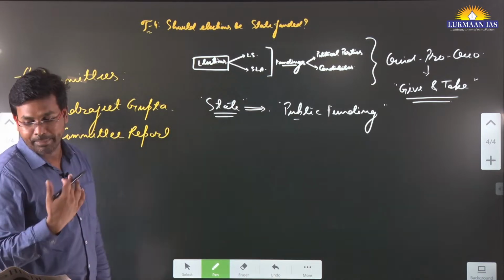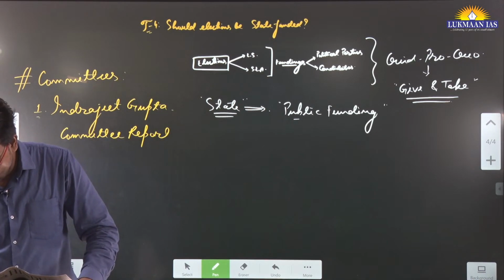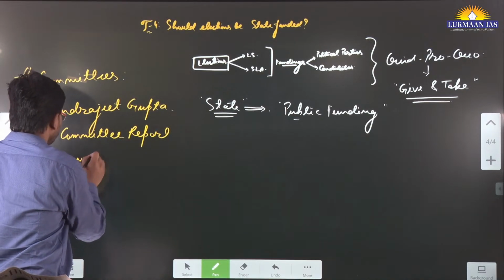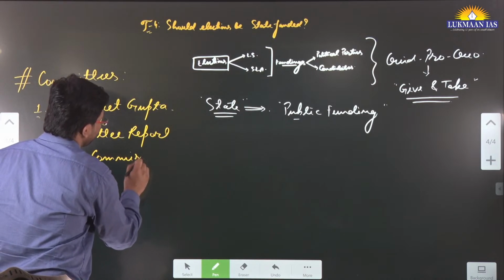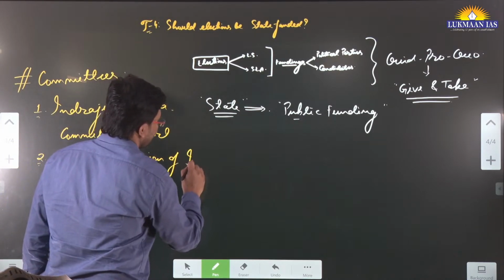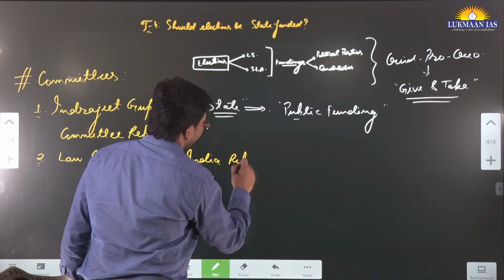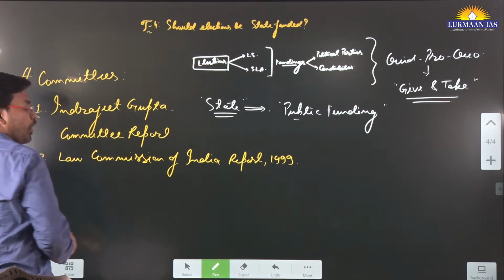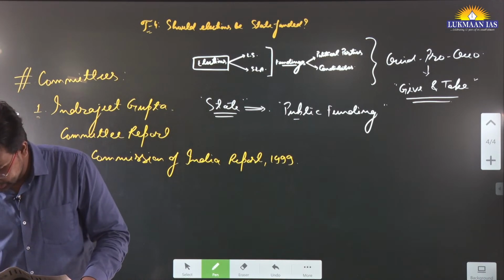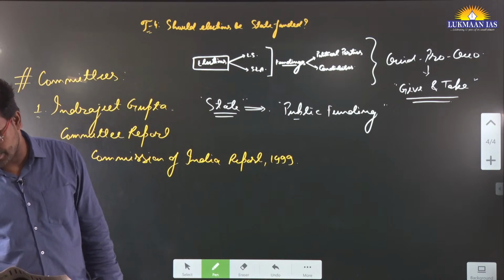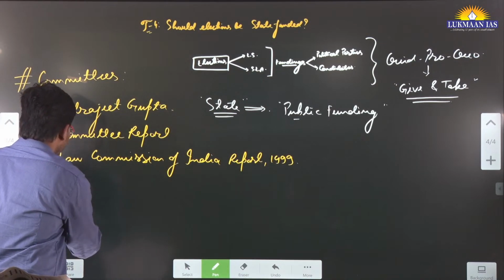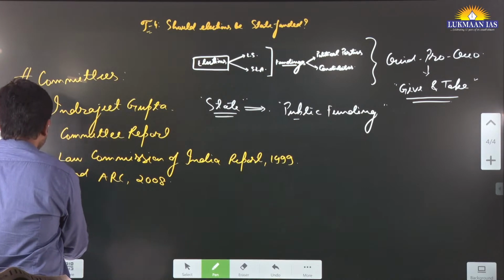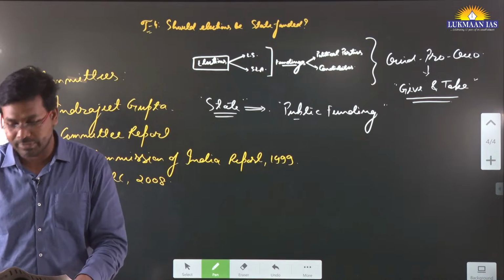The second committee is known as the Law Commission of India Report 1999. They have also supported the idea of state funding of elections. Then we have the Second Administrative Reforms Commission of 2008, Second ARC of 2008. It has also supported the idea of state funding of elections.